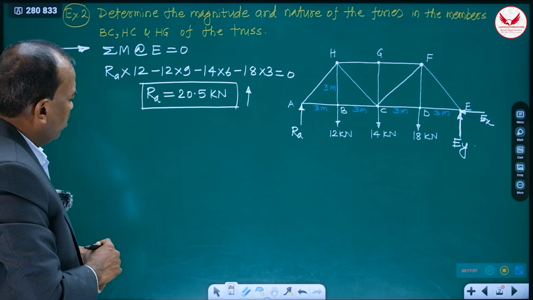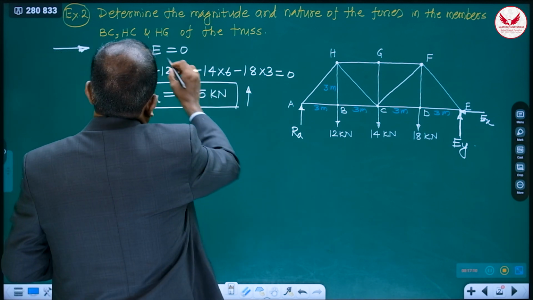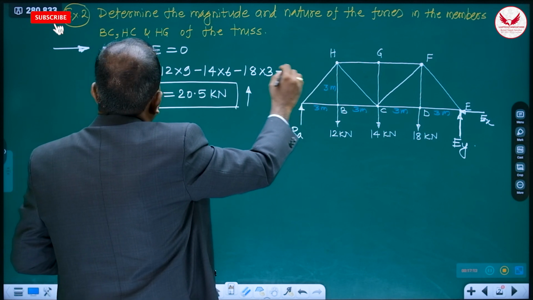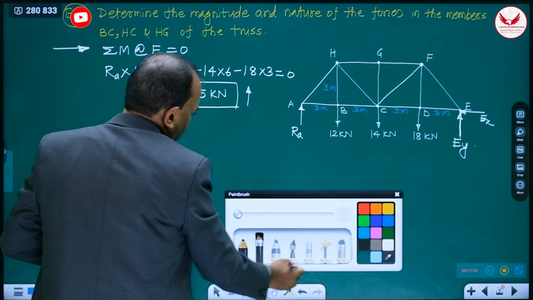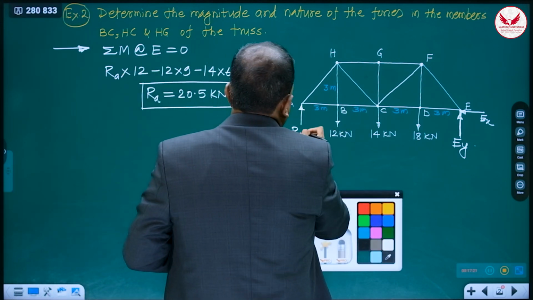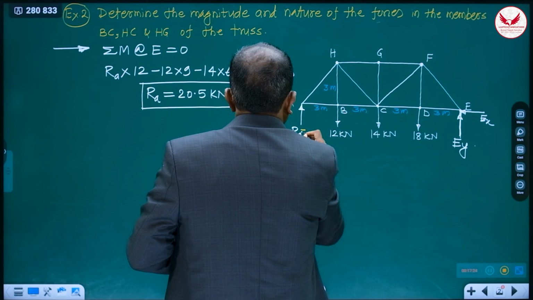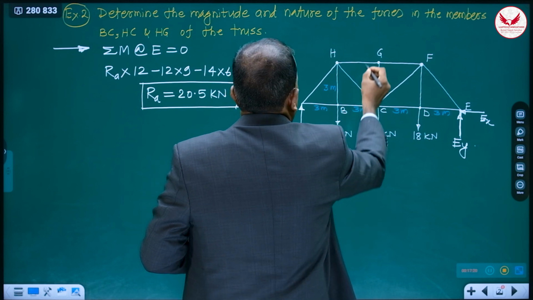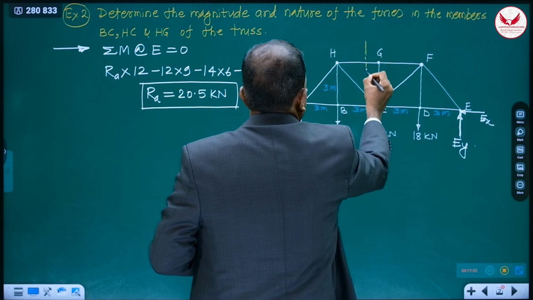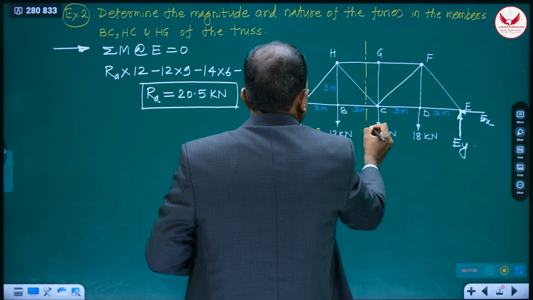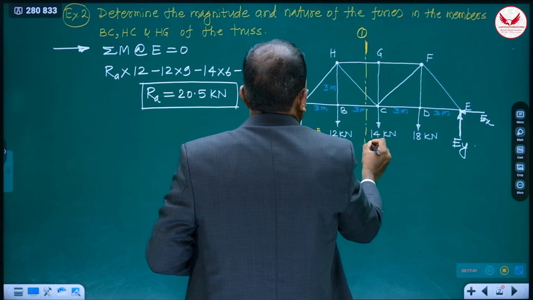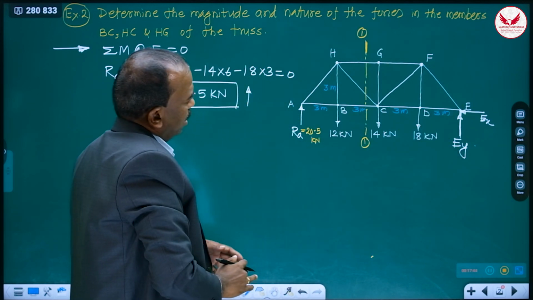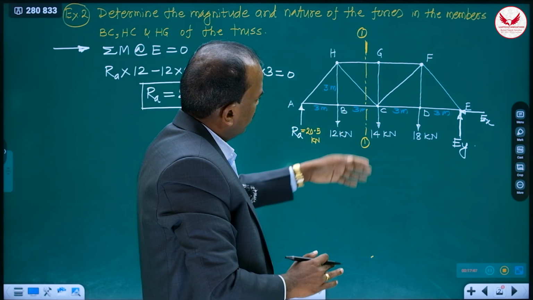Then after that, what we have to do? Take the section. Generally the required members will be cut: HG, HC and BC. And as we are going to consider this left hand portion, RA is known, so I can write this is 20.5 kilonewton. So take the section in this way, section 1-1. I am taking this line a little bit towards the right so that more space will be available for showing the direction.